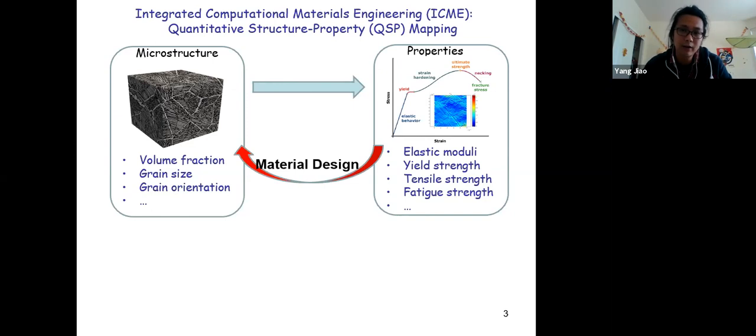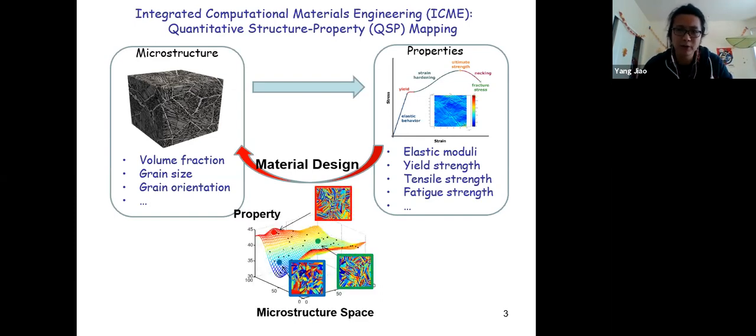And more recently, the community has been getting extremely interested in going in the other direction, the inverse direction, what we typically call material design. This means that you want to achieve a particular set of properties of the material. So I want this material to have this Young's modulus, this yield strength and this tensile strength, and what should the microstructure look like? How should I design the microstructure so that I can achieve these specific values of the properties? This is a design problem.